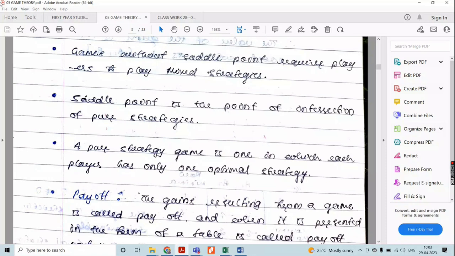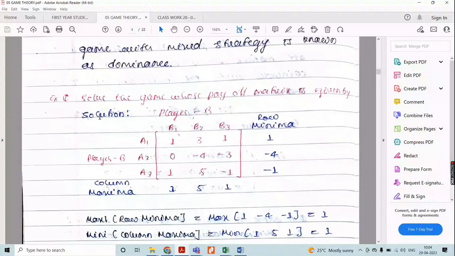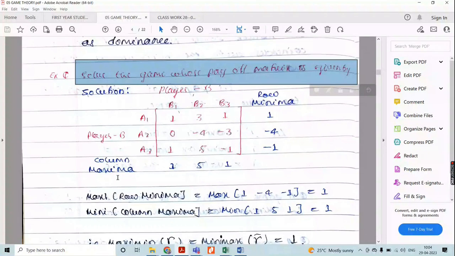One method for simplifying a game with respect to mixed strategy is dominance. Today we will discuss what dominance is, and how we make use of it to solve game-related problems or numericals, as I discussed in the previous class. To solve, remember, read the question, and according to that you can proceed for the solution.